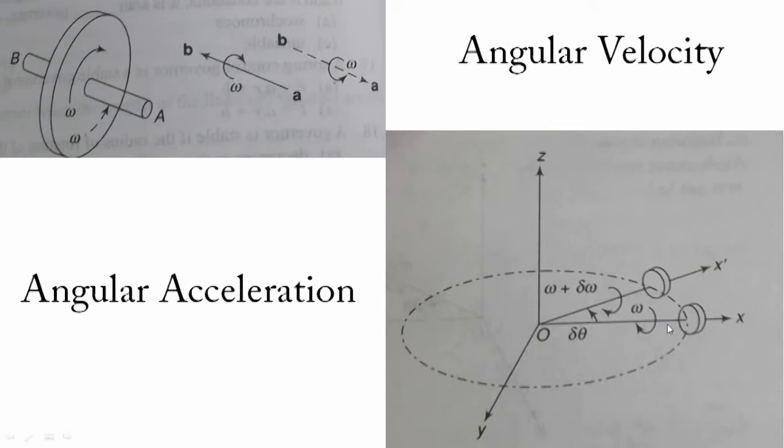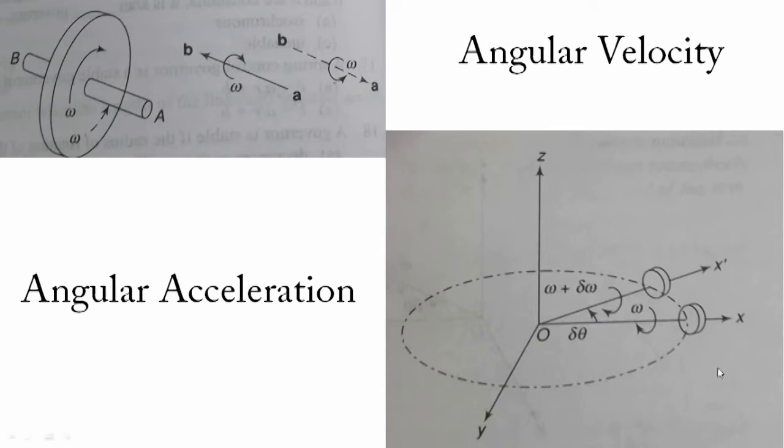Now after a very short time, due to some reason, this axis is moved, rotated like this over here. It is the plane xy. This is the y axis, this is the x axis. So the spin axis is rotated in the xy plane by some angle delta theta.